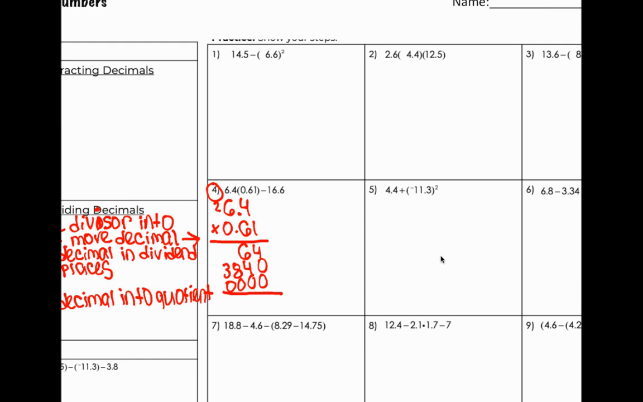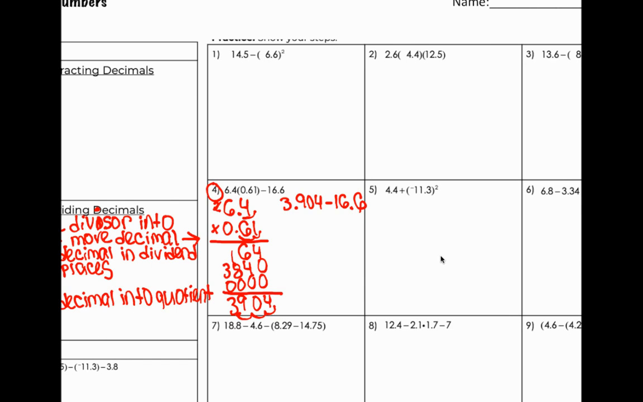So then I would add. And when I do so, I get 4, 0, 1, 9, and 3. Then the tricky part here is you've got to figure out how to place the decimal. It's over 2 places here and over 1 place here, so that means it needs to be over 3. So that's 3.904. And then I have to subtract 16.6.